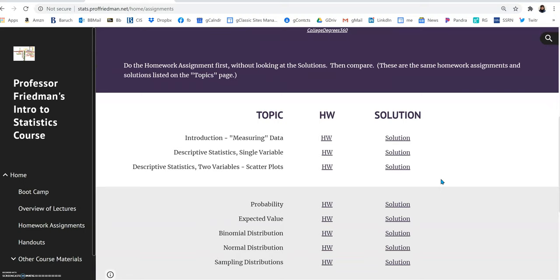Well, the way to really learn statistics, and we keep telling this to students, is just do problems. The more problems you do, the better you get, until this becomes just natural to you. And notice the way it's set up. For each topic, like measuring data, our first topic that we teach you in the course, notice there are homeworks. And also the solution is right there. But don't go to the solution first. Go to the homework. Do the homework by hand.